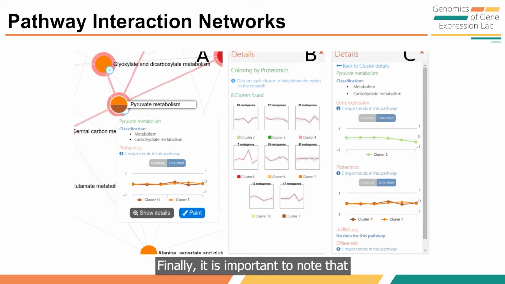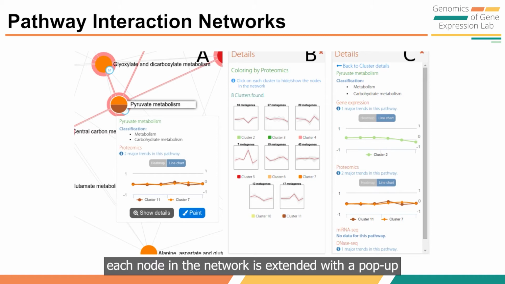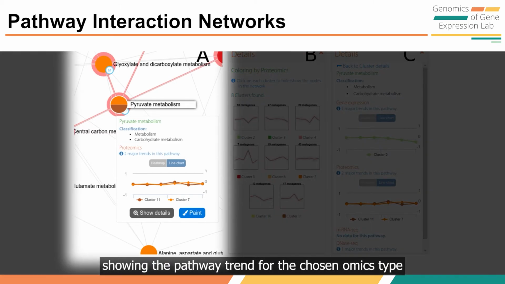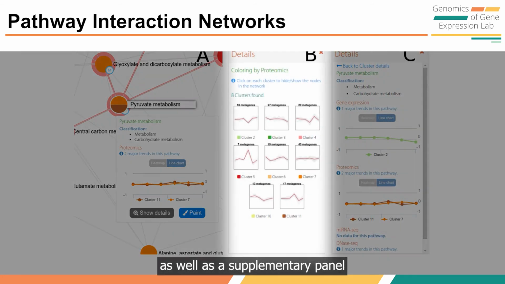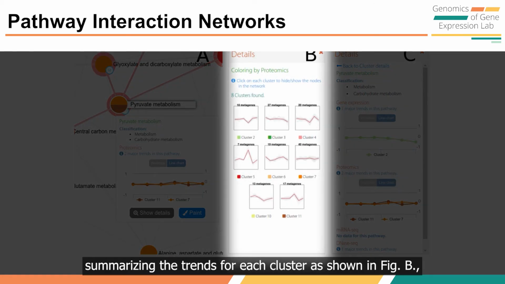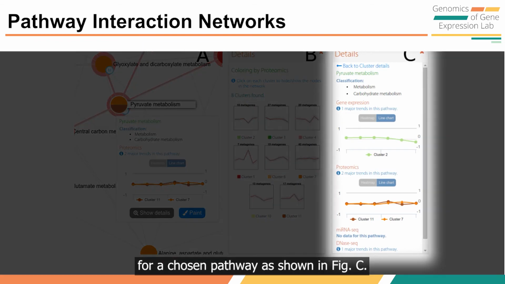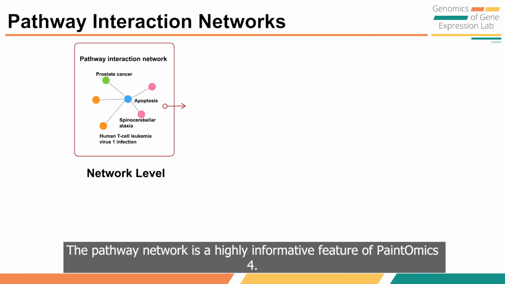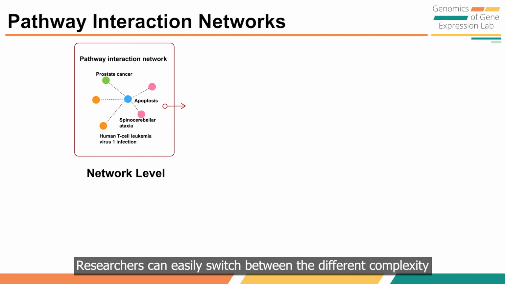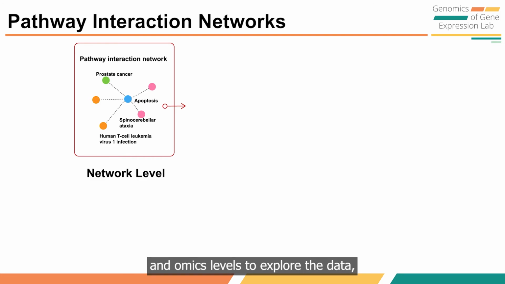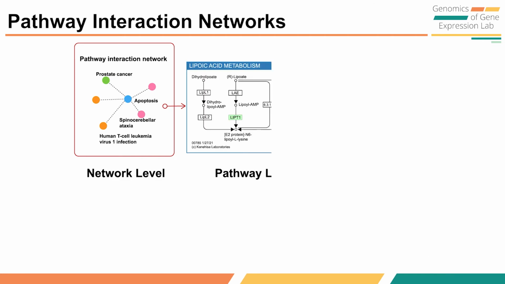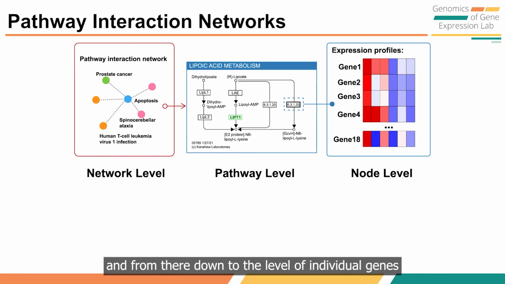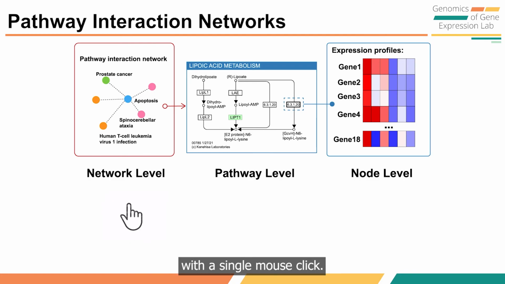Finally, it is important to note that each node in the network is extended with a pop-up showing the pathway trend for the chosen omics type as shown in Figure A, as well as a supplementary panel summarizing the trends for each cluster as shown in Figure B, and an advanced view showing the trends for each omics type for a chosen pathway as shown in Figure C. The pathway network is a highly informative feature of PaintOmics 4. Researchers can easily switch between the different complexity and omics levels to explore the data, moving from the pathway network to the single pathway level and from there down to the level of individual genes with a single mouse click.